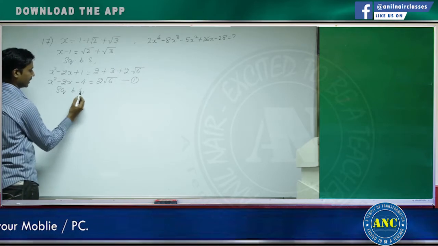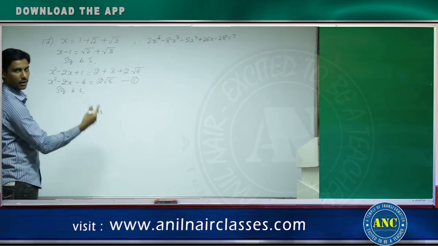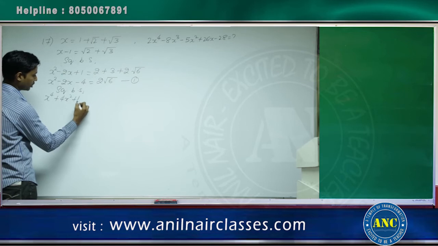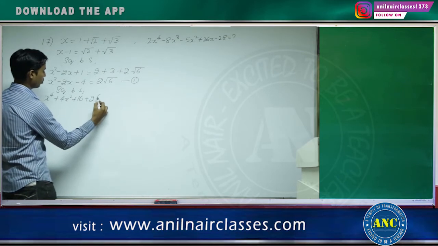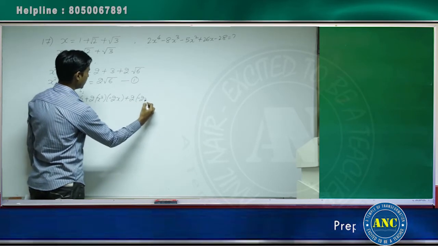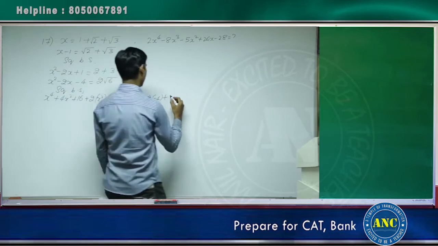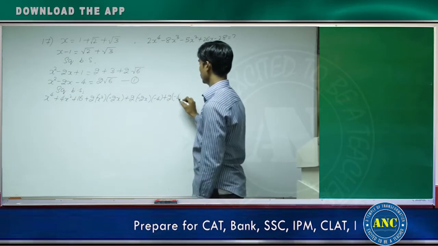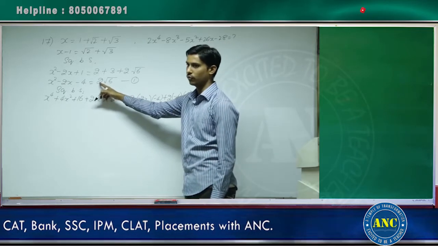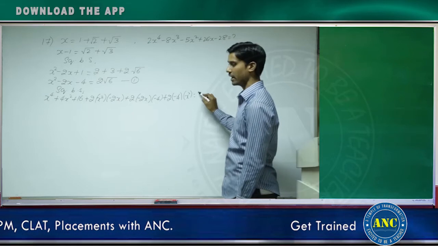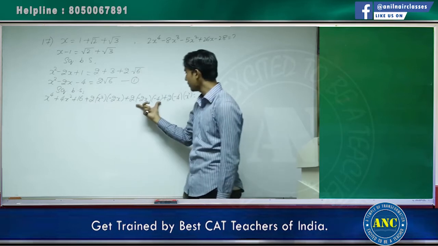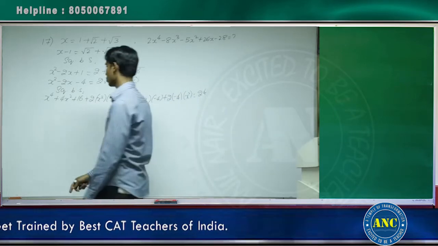If I again square both sides, this is a plus b plus c whole square, which is a square plus b square plus c square plus 2ab plus 2bc plus 2ca. Here 2ab is minus 2x cube, 2bc is plus 8x, and 2ca is minus 4x square, where a is x square. If I square the right hand side, 2 square is 4, 4 into 6 is 24, right?